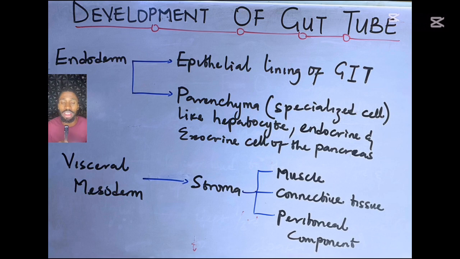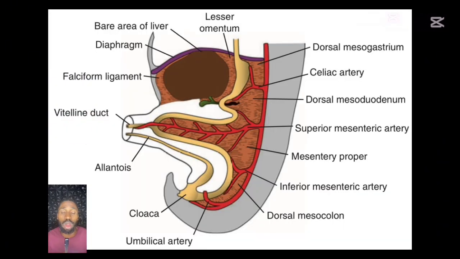Next we'll be talking about the mesentery. So the mesentery is just a double layer of peritoneum that covers organs and attaches them to either the ventral or the dorsal abdominal wall. Very simple. So the mesentery is like a cover, a protection of all these organs that attaches them to either the ventral wall or the dorsal wall of the abdomen.